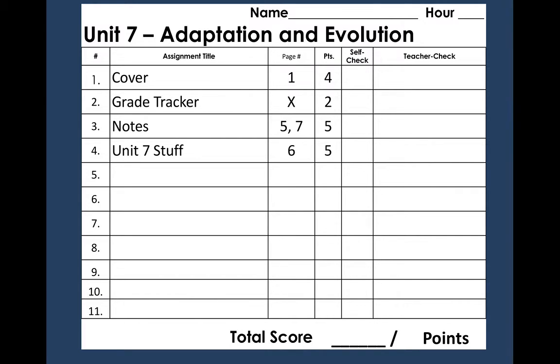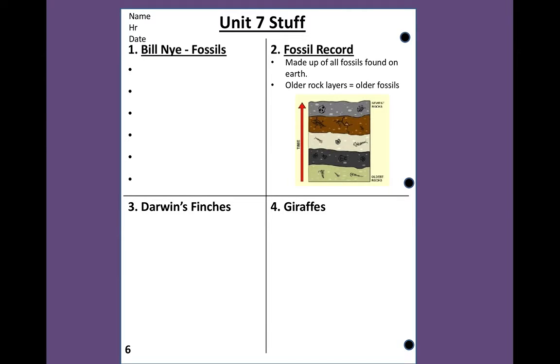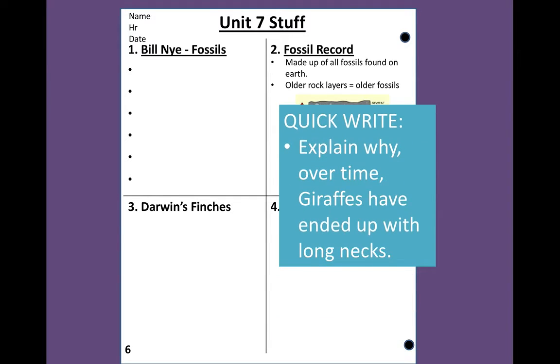And today we are going to use that final box, box number 4, and we're going to put the title in there, Giraffes. So you're going to be watching a short video about Charles Darwin's theory of evolution by natural selection, and in there they feature some giraffes as an example. So after the video, this is what you're going to be asked to do. You're going to be asked to do a quick write to explain why over time giraffes have ended up with long necks. You do not need to write during the video. Wait till after the video, but I just wanted you to know what you should be looking for.